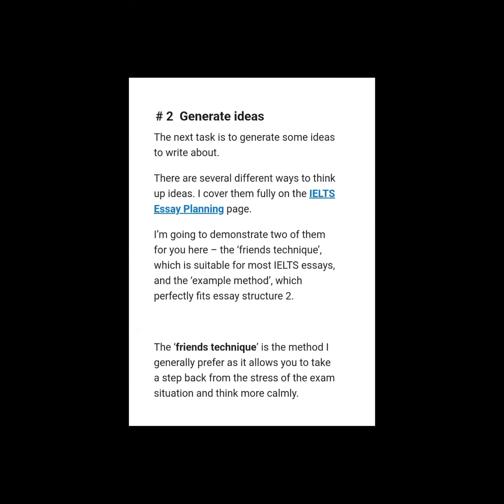Then the next thing you have to do with your 5 minutes is to generate ideas. The next task is to generate some ideas to write about. There are several different ways to think of ideas. Okay, you can check. We have essay planning on how to generate ideas, and last time we talked about it.